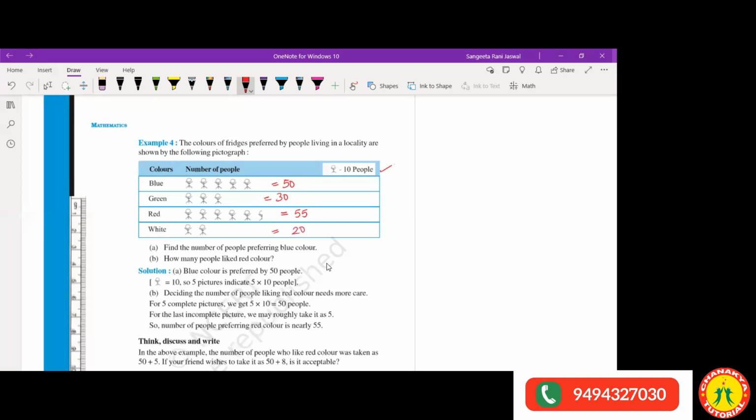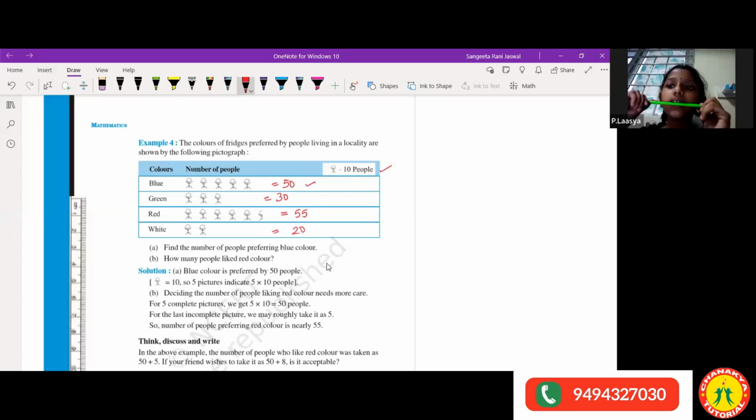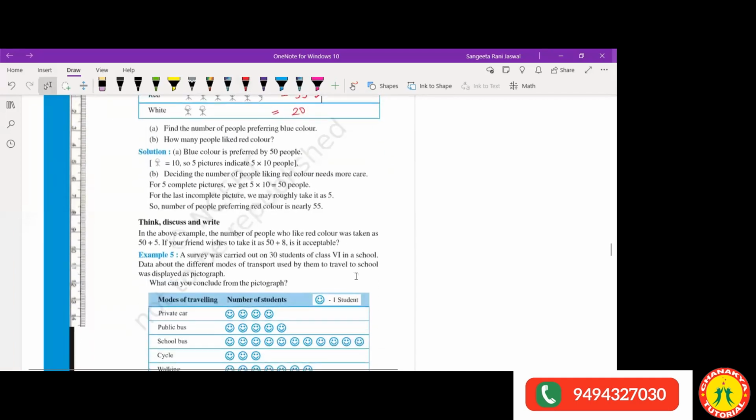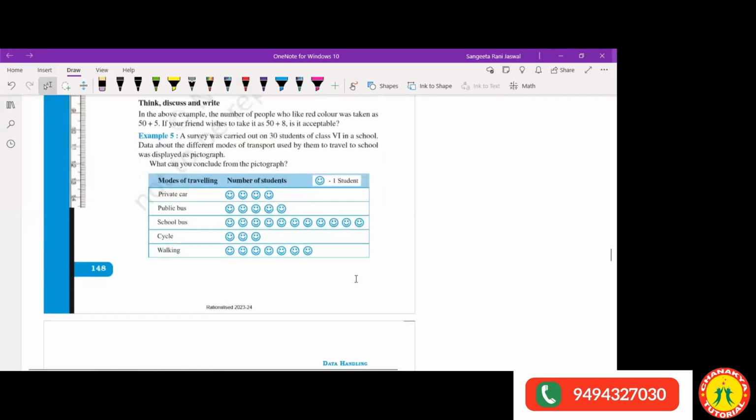Find the number of people preferring blue color. So how many people are preferring blue color? 50 people. How many people liked red color? 55 people. So you understood now? Yes, ma'am. Okay. So a pictograph is much easier to understand.